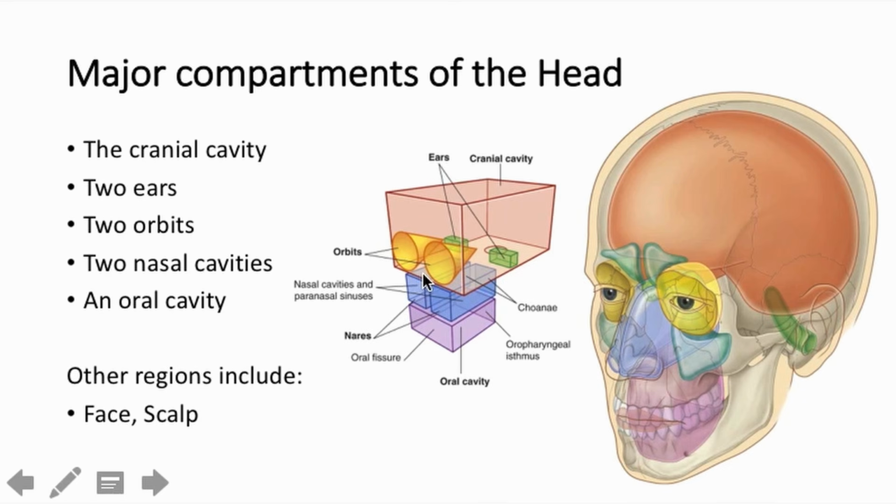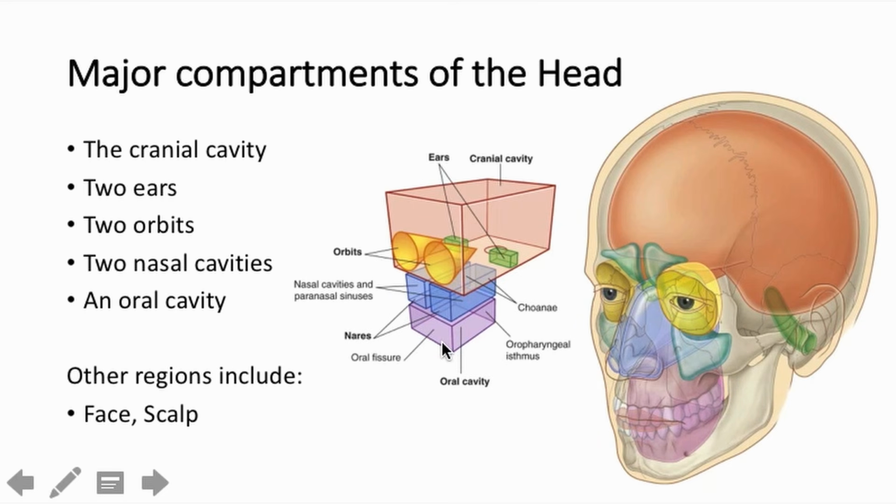The cavities continuous with the nasal cavities are air-filled extensions, or paranasal sinuses, which can project laterally, superiorly, posteriorly, and into the surrounding bones. The largest sinus is the maxillary sinus, and they're inferior to the orbits. So right in here.